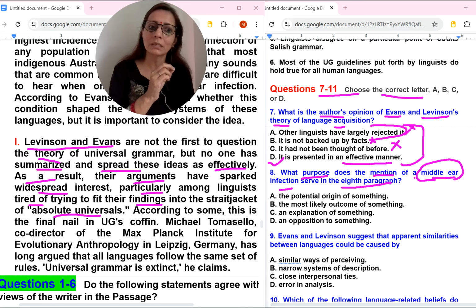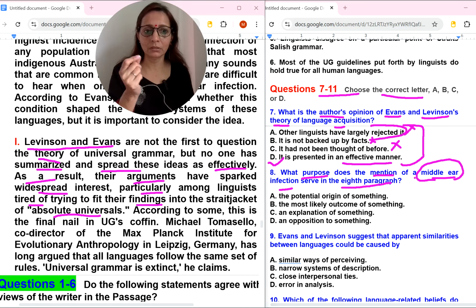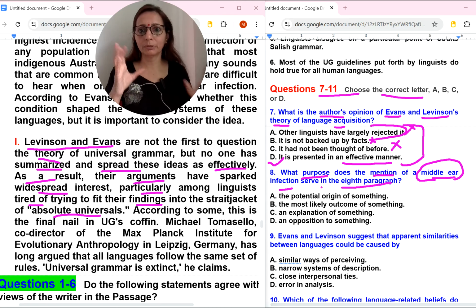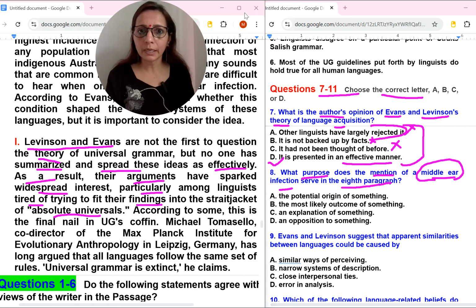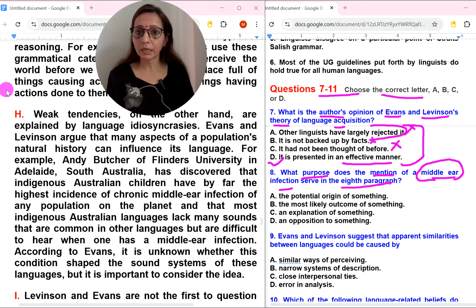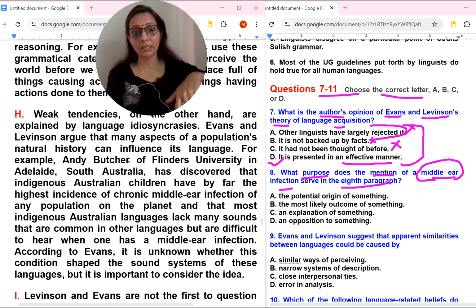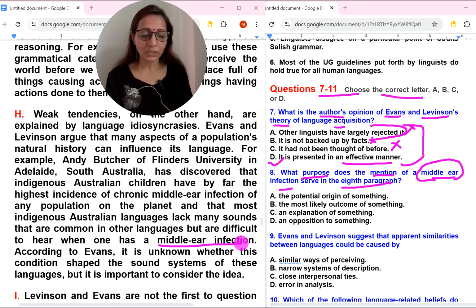When the writer has mentioned this middle ear infection, what is the purpose of explaining it in the paragraph? We need to find that purpose. Okay, let's move to 8th paragraph. So in this paragraph, see how we are getting the locations. So 7th was in the last paragraph, 8th is in the 8th paragraph. Okay, so I can see this word, middle ear infection. What is the purpose of mentioning this infection?